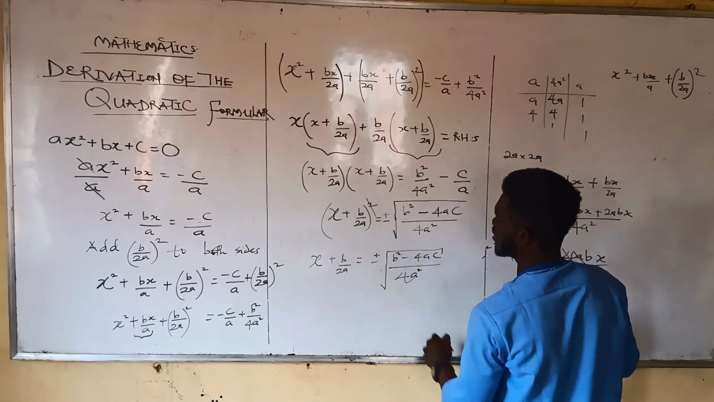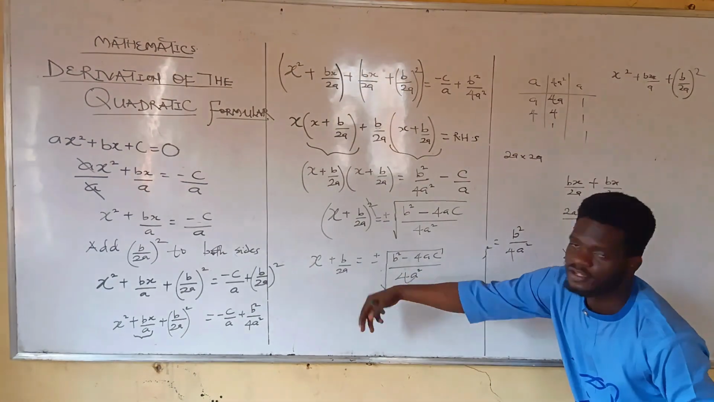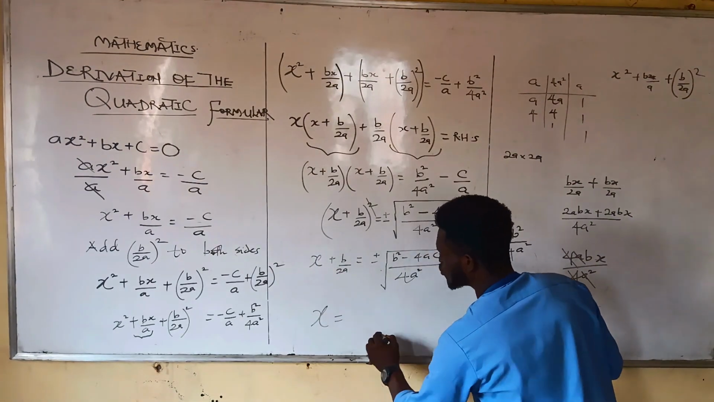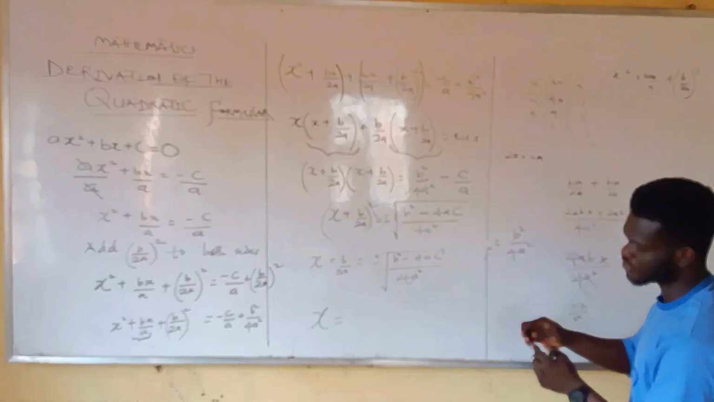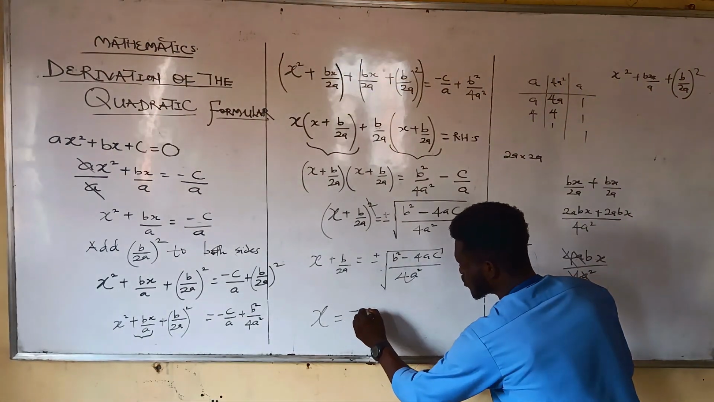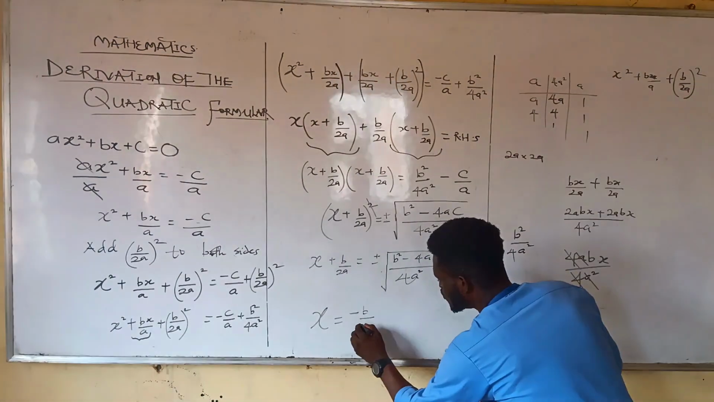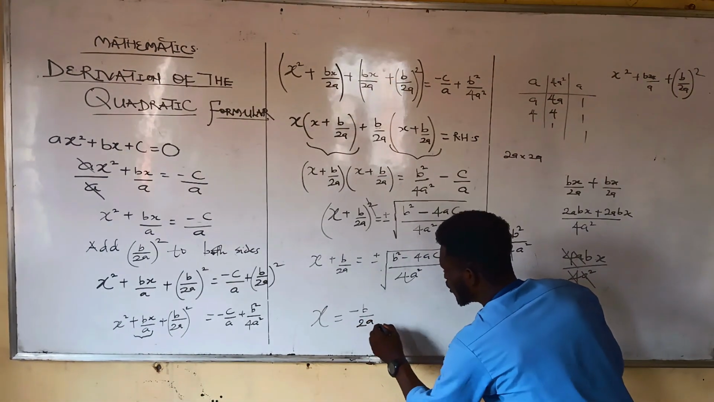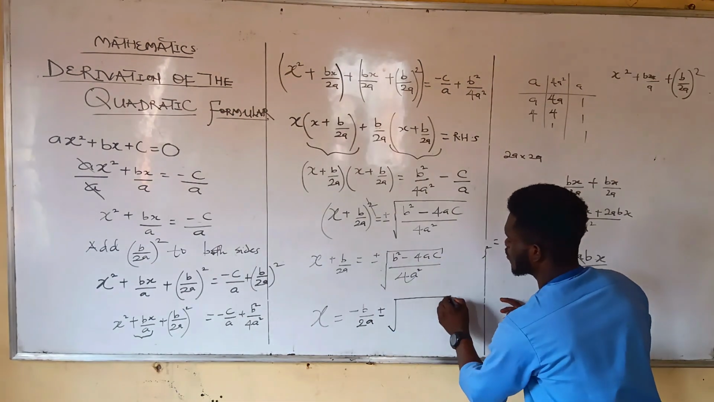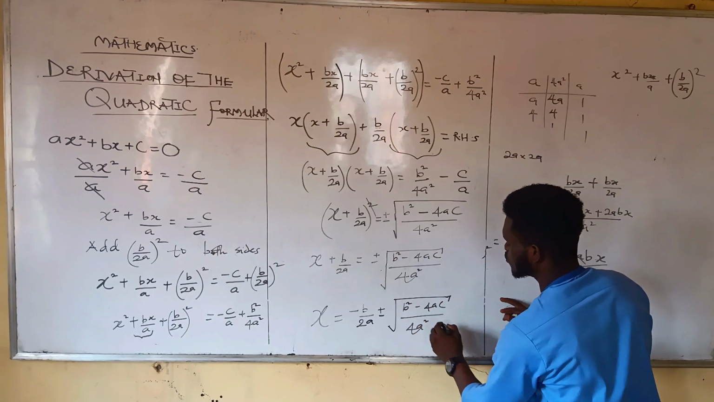Let me draw it, because it's very important to write everything down. Now once you've done that, what next do we do? We want to isolate x and make it the subject of the formula. So to do that, x will be equals to b over 2a crossing. When it crosses the equal to line, it turns to negative. So you have minus b over 2a. Now we have plus minus the square root of b squared minus 4ac over 4a squared.